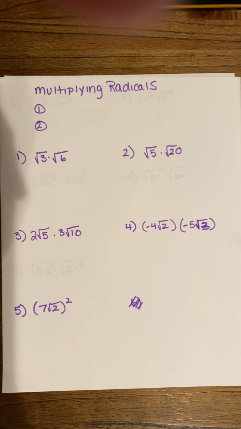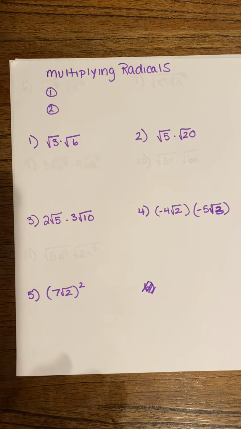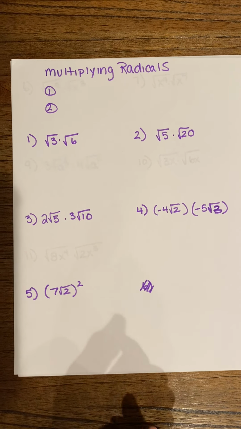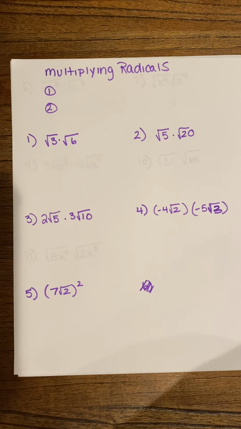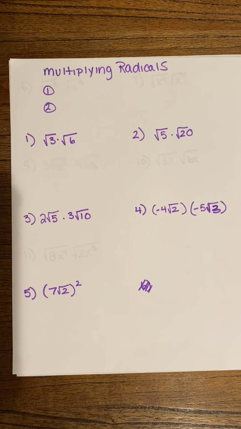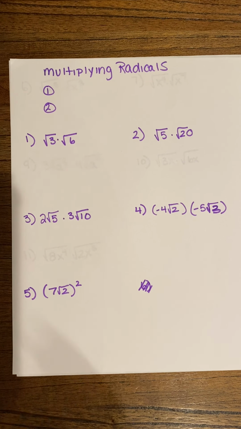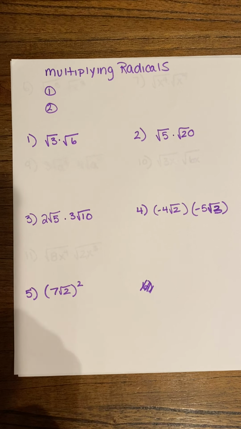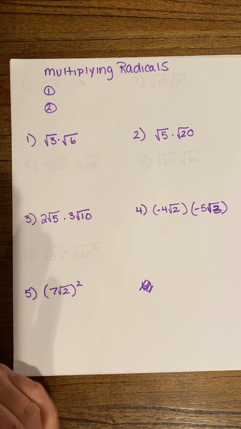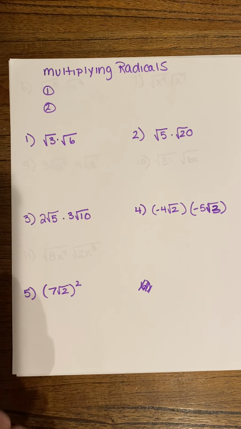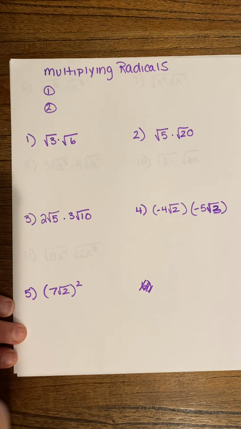Okay guys, so today we're going to get into multiplying and dividing radicals. If you remember last week, the steps for adding and subtracting radicals were to simplify first to see if the radicals are the same, and then combine like terms. It's a little different with multiplying and dividing, because the two radicals do not need to be the same to multiply them.